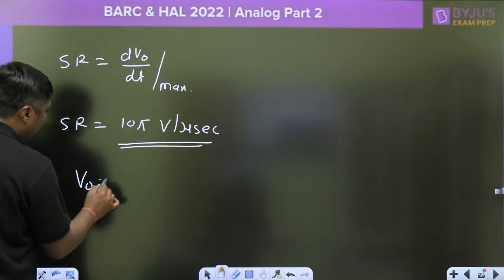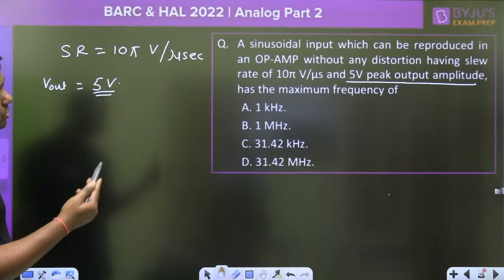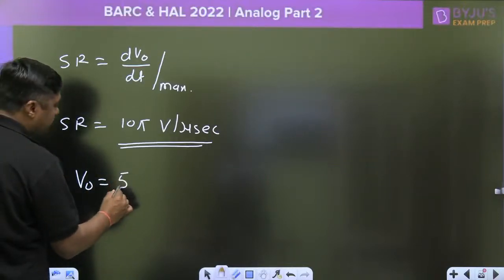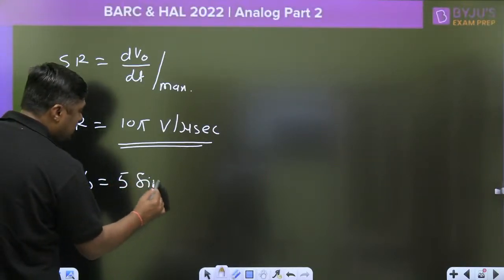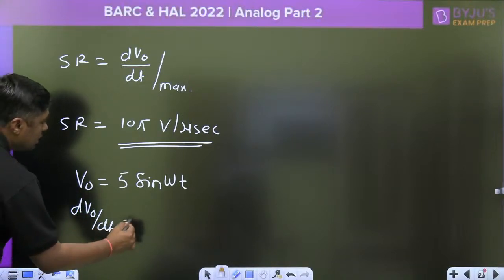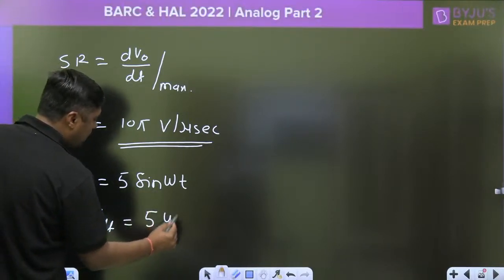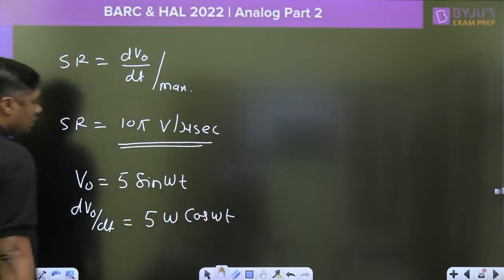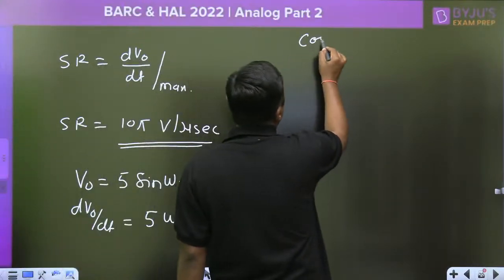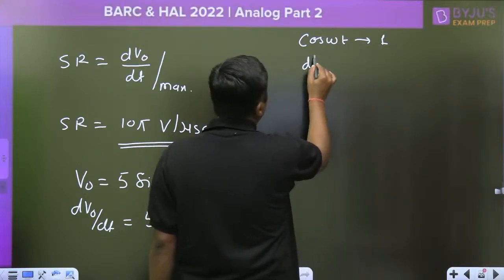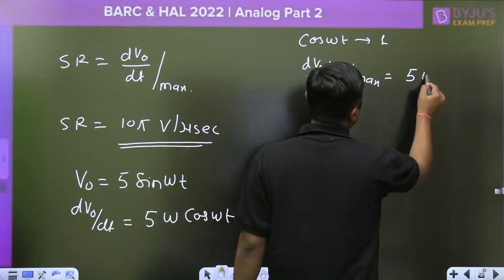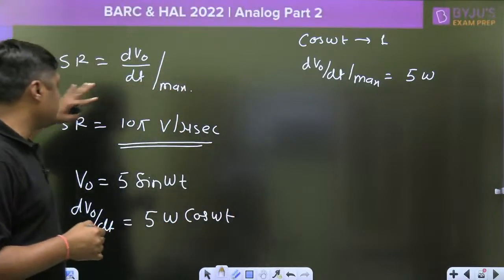Now, what is the peak value of the sinusoidal input which can be reproduced? The output will also be sinusoidal, with 5 volt peak output amplitude. So 5 volt is the peak. What is the rate of change of this? dV naught by dt is equal to 5 omega cos omega t. Check my differentiation. This is maximum when cos omega t is equal to 1. Then dV naught by dt is maximum, and the maximum value is 5 omega. This is the maximum rate of change.